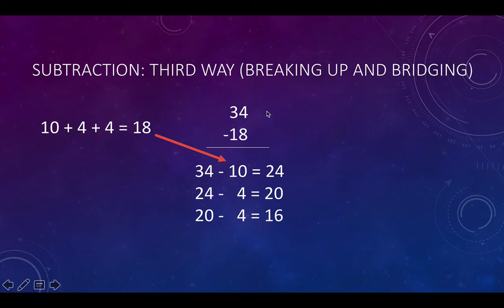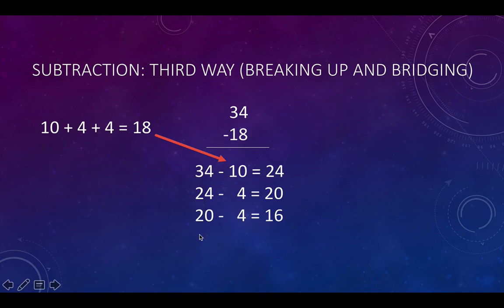But what we do is we take this 34 and we do 34 minus 10 equals what? 24. Why we do the 34 minus 10 is we were breaking down the 18 into smaller chunks to subtract from the 34. So 34 minus this 10, that means we already subtracted the 10, equals 24. So we take that 24 and we do the next number. So we do 24 minus 4, because we have this 4 right here, equals 20.